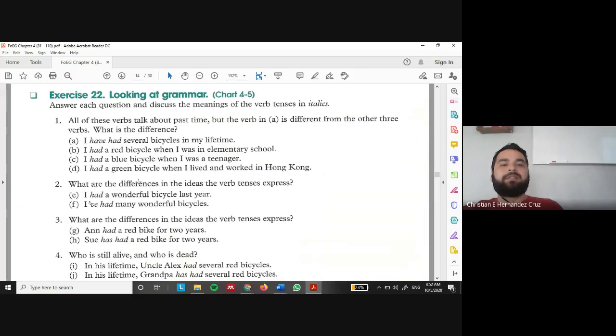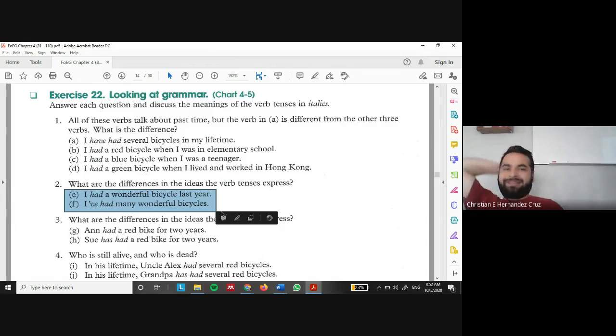Number two, what are the differences in the ideas that these verb tenses express? Basically, what is the difference that is implied with these sentences? Sentence E, I had a wonderful bicycle last year. F, I've had many wonderful bicycles. What can we understand that's different about these sentences?